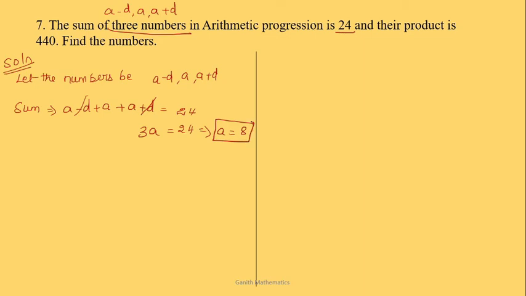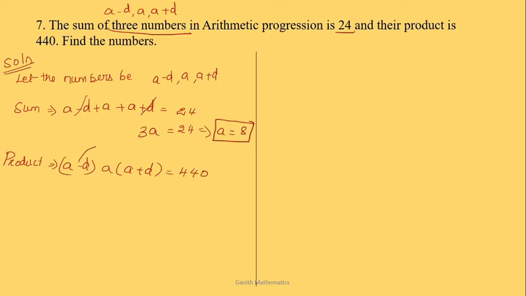If that 3 comes to this side, that will be in the denominator, right? So 24 by 3 is 8. So A is equal to 8. Next, their product is 440. Product means they have to multiply. Product is equal to (A minus D) into (A plus D) is equal to 440.